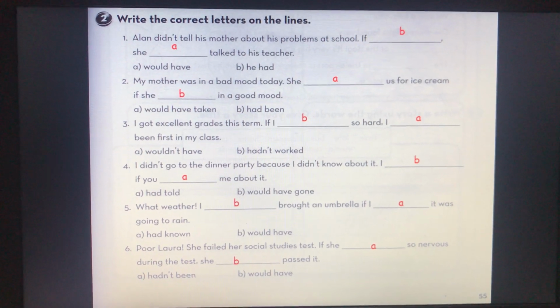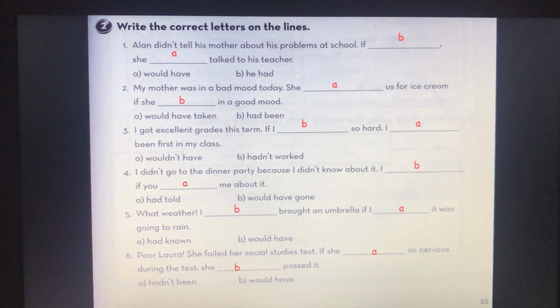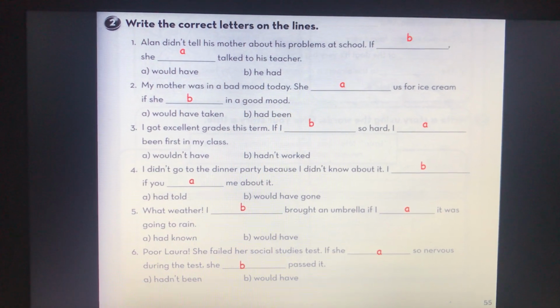Okay, please study them well and rewrite them. Try to make some changes. ممكن أعيد كتابة الجمل ببعض التغيير.